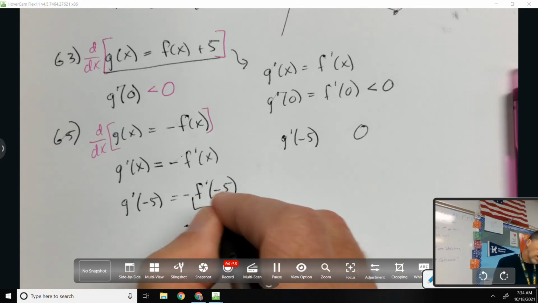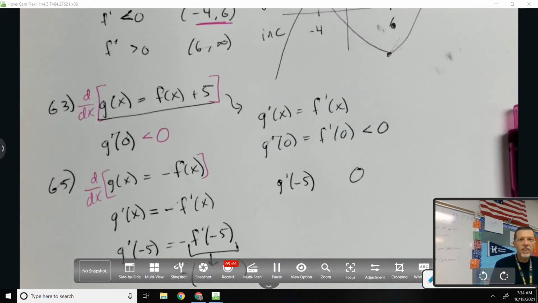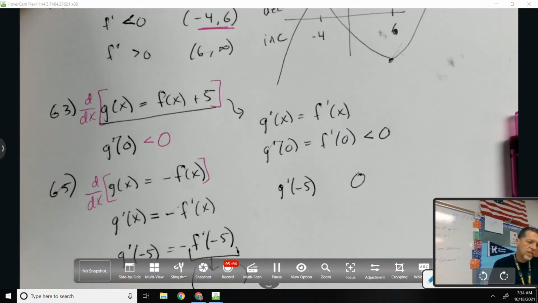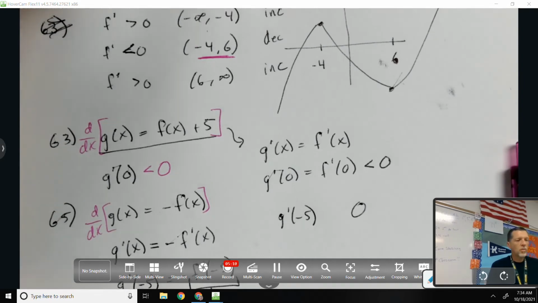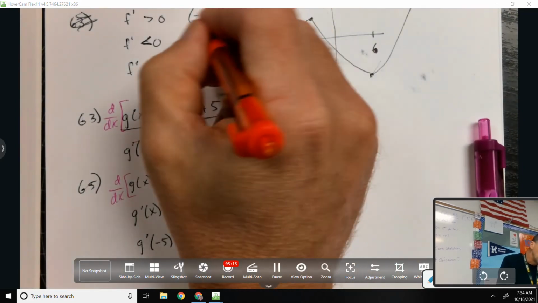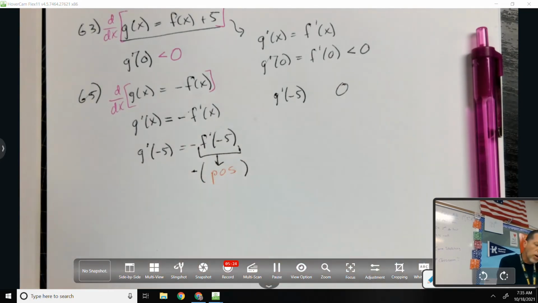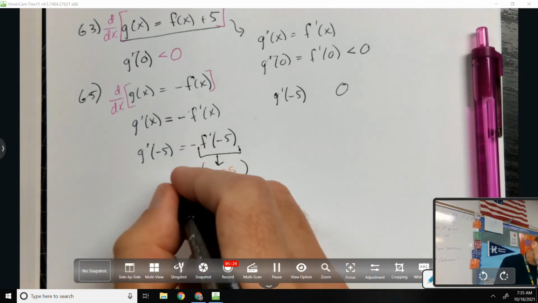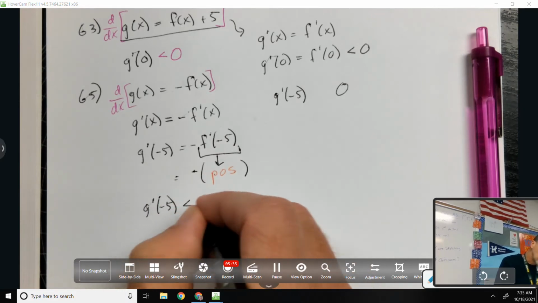And f prime of negative 5 is positive or negative? Let's see. Negative 5 would be in this interval. F prime is positive. So f prime of negative 5 is positive, but then that negative out front means that g prime of negative 5 is negative, so less than 0.